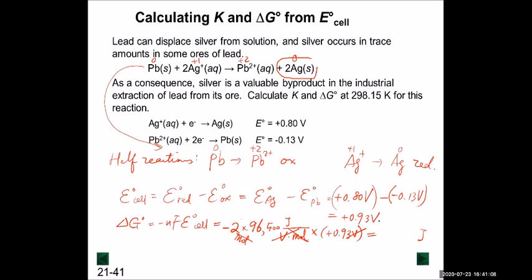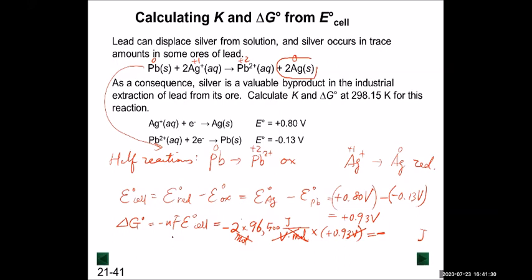2 sig figs for the free energy change. And it's a negative value. Don't forget that. If it's positive, then the reaction will not be spontaneous. It will not take place, literally. So that's the free energy change.